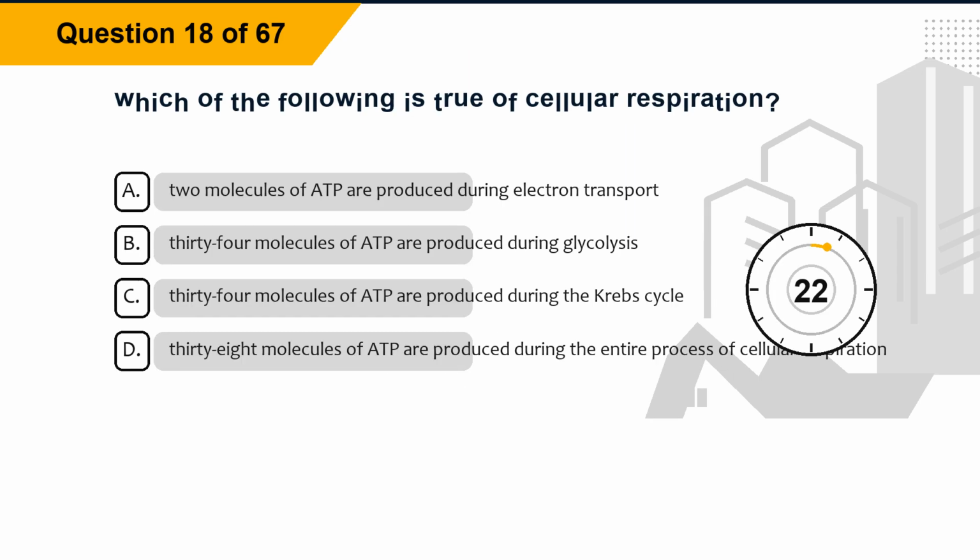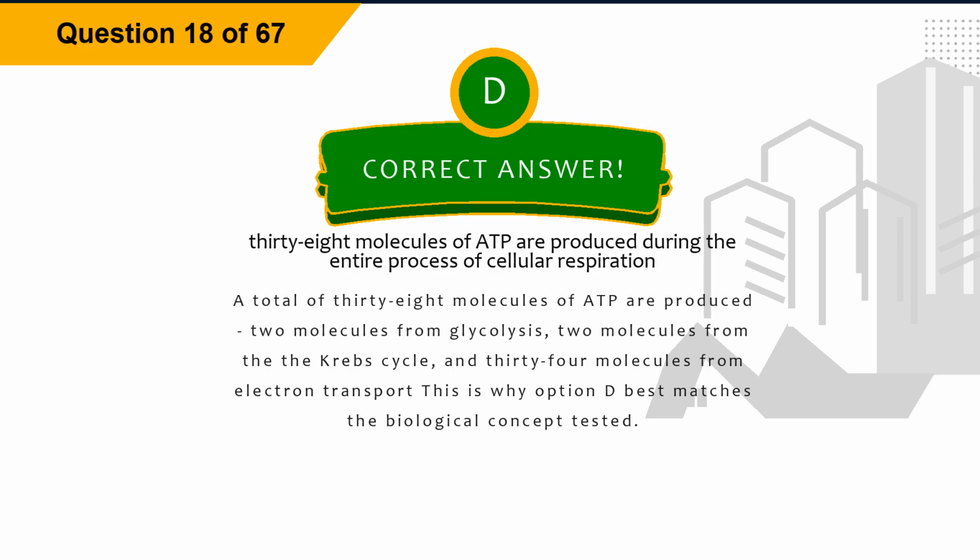Question 18. Which of the following is true of cellular respiration? Option A, 2 molecules of ADP are produced during electron transport. Option B, 34 molecules of ADP are produced during glycolysis. Option C, 34 molecules of ADP are produced during the Krebs cycle. Option D, 38 molecules of ATP are produced during the entire process of cellular respiration. The correct answer is option D, 38 molecules of ATP are produced during the entire process of cellular respiration. Explanation. A total of 38 molecules of ATP are produced, 2 molecules from glycolysis, 2 molecules from the Krebs cycle, and 34 molecules from electron transport. This is why option D best matches the biological concept tested.